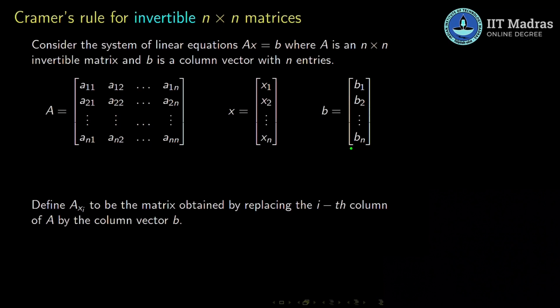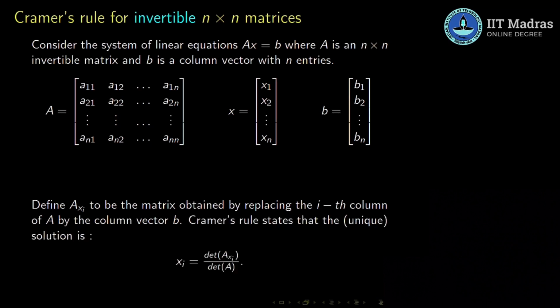If you do that, then you compute its determinant, and the solution to the system of linear equations is given by Cramer's rule: xi is the determinant of A subscript xi divided by the determinant of A. We compute this for each i. So, x1 is determinant of A subscript x1 by determinant of A, x2 is determinant of A subscript x2 by determinant of A, and so on up to xn is determinant of A subscript xn by determinant of A. That is what Cramer's rule states.